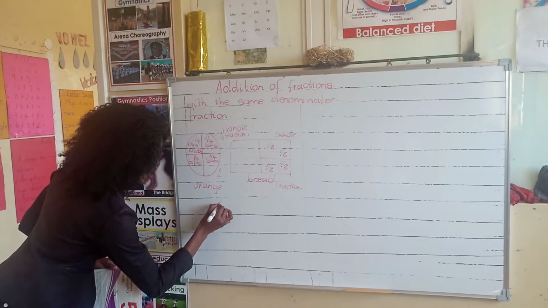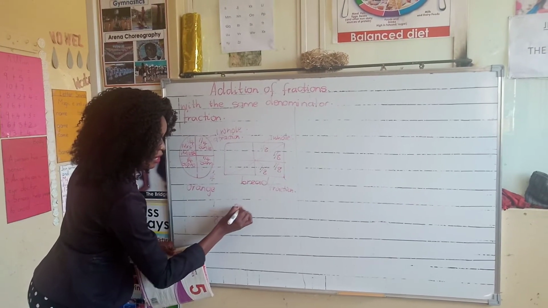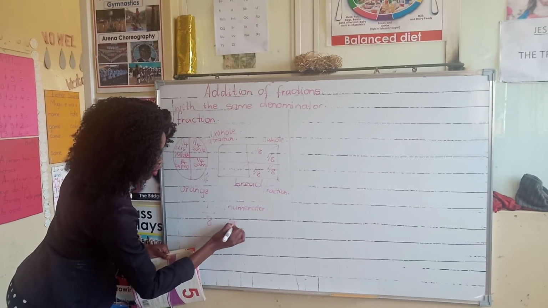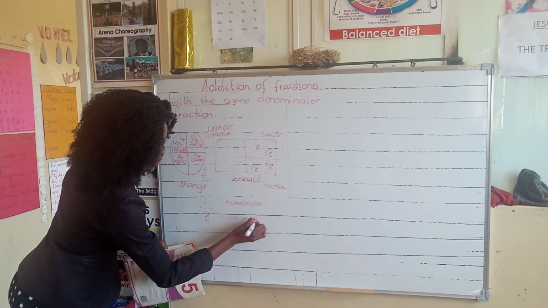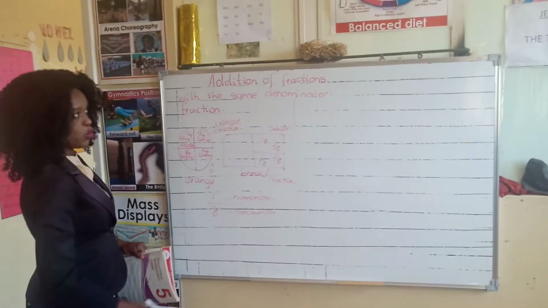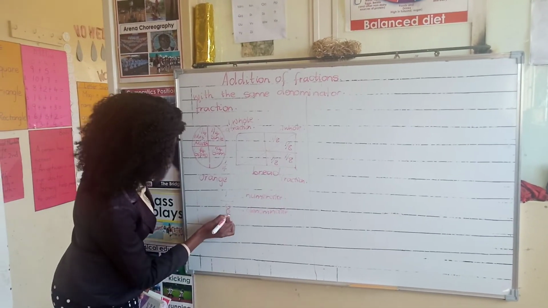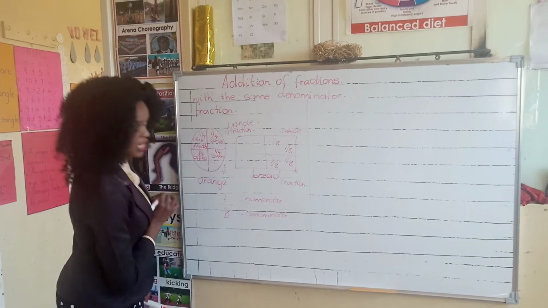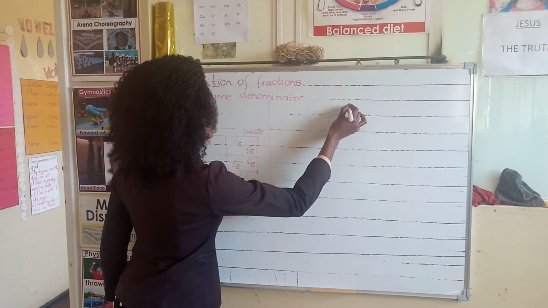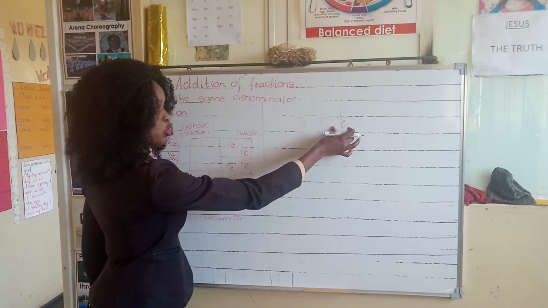A fraction, we said it has 1 over 8. This piece is called a numerator. This is called a denominator. A numerator is found at the top, a denominator is found below. Today we are doing additions of fractions with the same denominator. This 8 is a denominator, this 1 is a numerator. So let's say we are adding 1 over 8 plus 1 over 8. Now we understand that this 1 over 8 is a fraction.